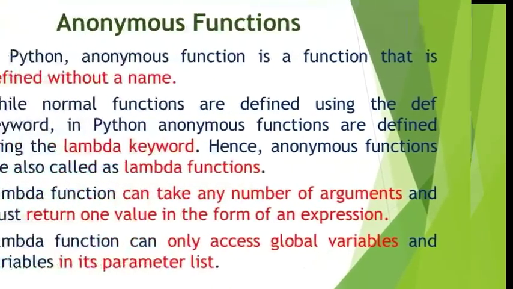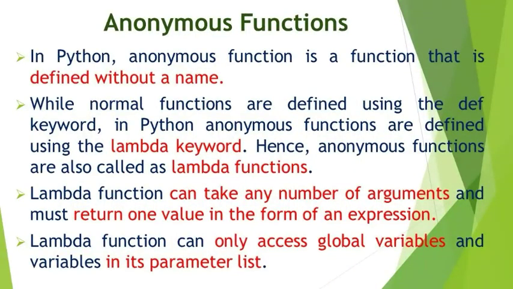Next let us see about anonymous functions. What is an anonymous function? In Python, an anonymous function is a function that is defined without a name. So, if a function is defined without a name, that is called an anonymous function. In Python, normal functions are defined using the def keyword. Anonymous functions are defined using the lambda keyword.